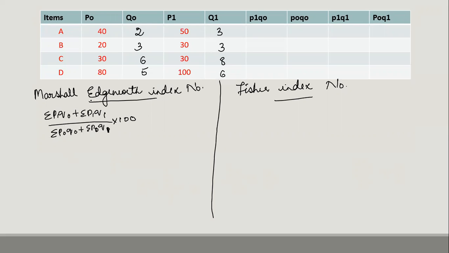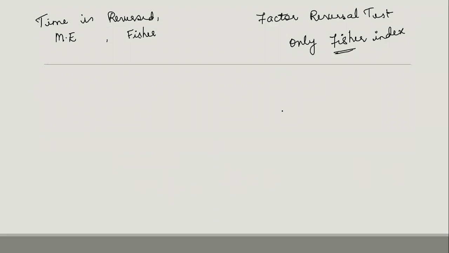In Marshall Edgeworth, when you compute this, the answer you should get is 120.37. In Fisher index you will get 120.39. You also have to compute the time reversal for both Marshall Edgeworth and Fisher, which will be satisfied. In this it is equal to 1, this also will be equal to 1, and in factor reversal you apply only the Fisher index formula and compute. This is a homework problem. I'll send you the PPT of this. Please work out this problem.